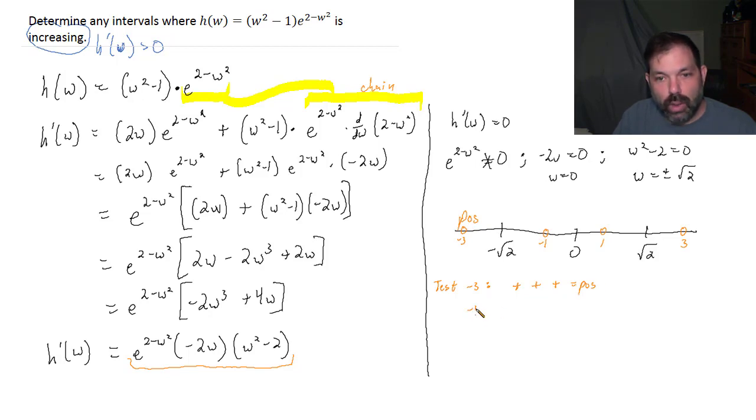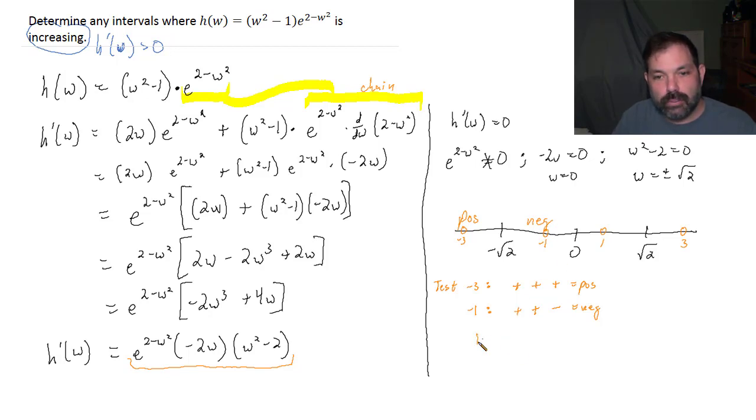Testing negative 1. e to a power is positive. Negative 2 times negative 1 is positive. Negative 1 squared minus 2 would be 1 minus 2, which is negative. Positive times negative is negative.